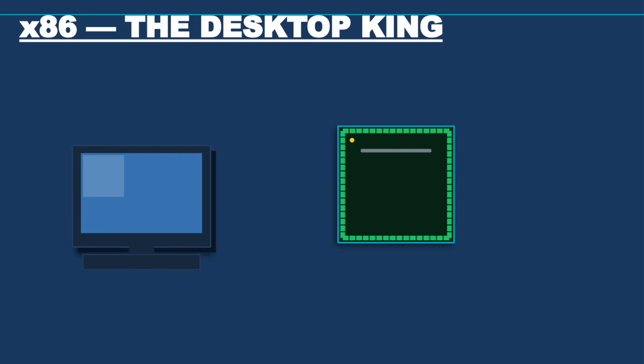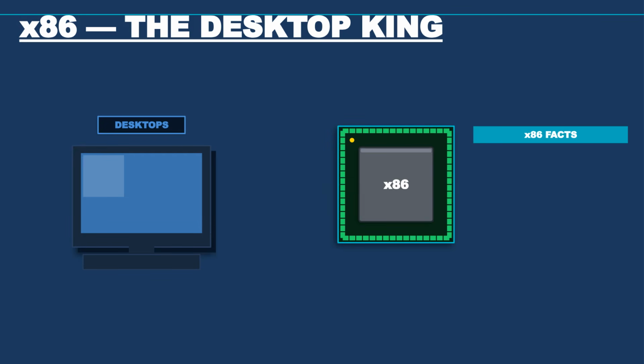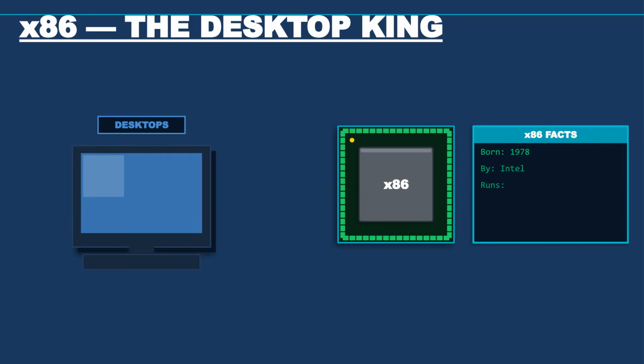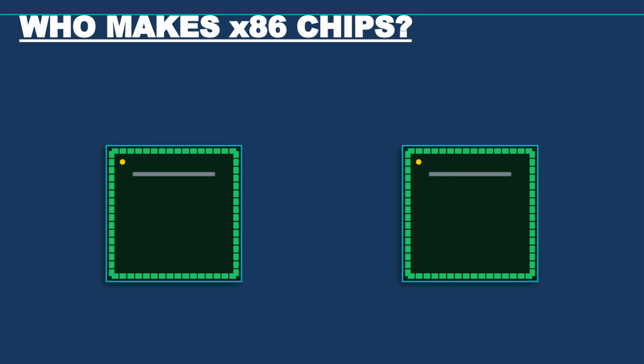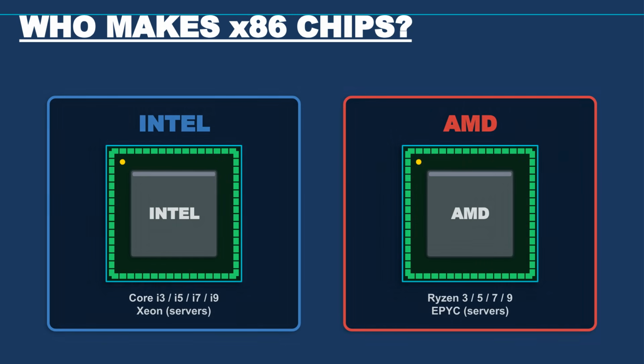x86 is the desktop king. It was born in 1978 by Intel and runs desktops, laptops, and most servers. Almost every PC you have ever used runs on it. The main companies that make x86 chips are Intel and AMD. They produce various series for consumer devices and servers.